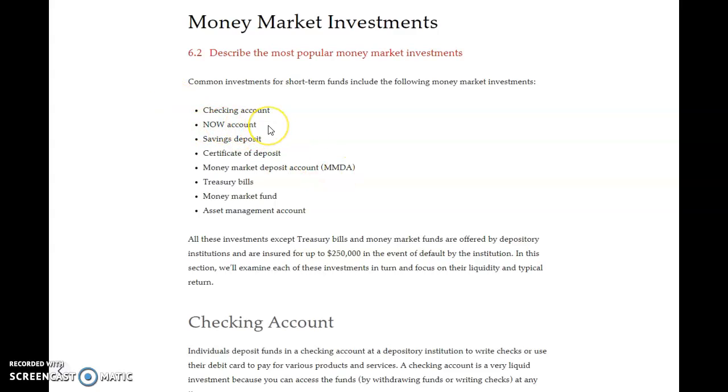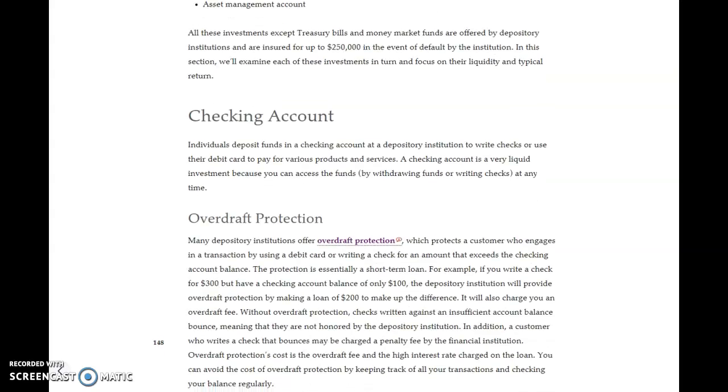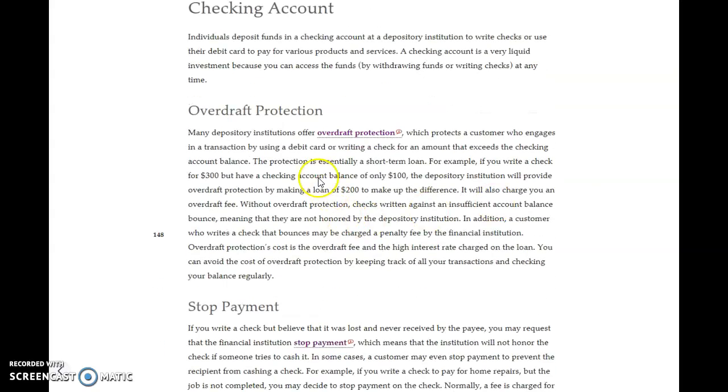What a NOW account is. Again, these are banking accounts. Savings deposit, certificate of deposit, which I like to call CDs. Money market deposit account, treasury bills, money market fund, or asset management account. Again, every bank has their products and different names. You just might want to talk to the bank where you bank.